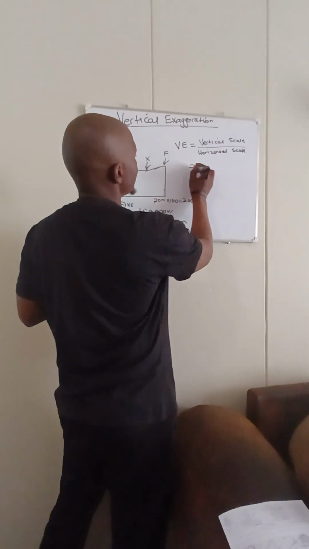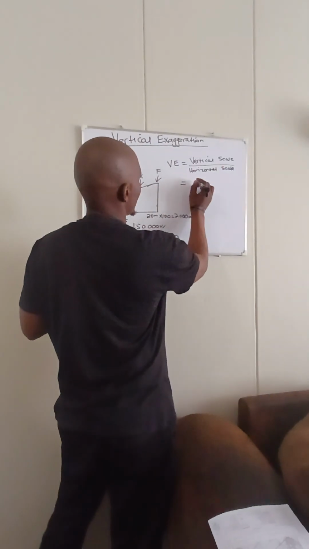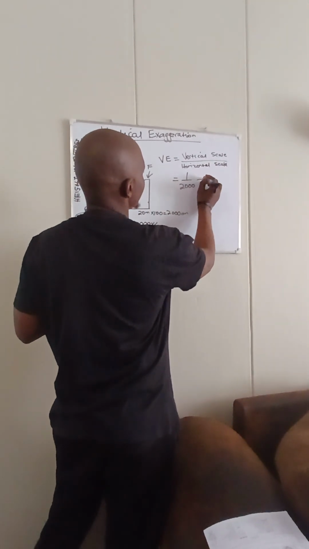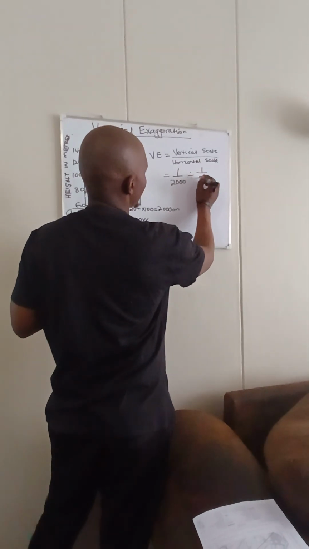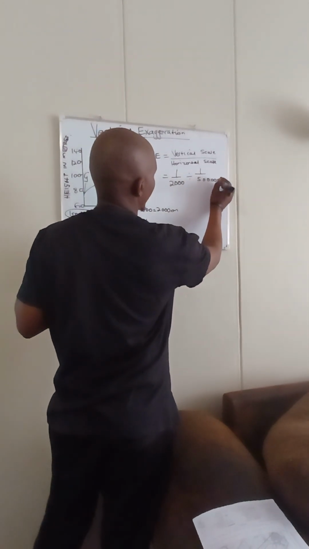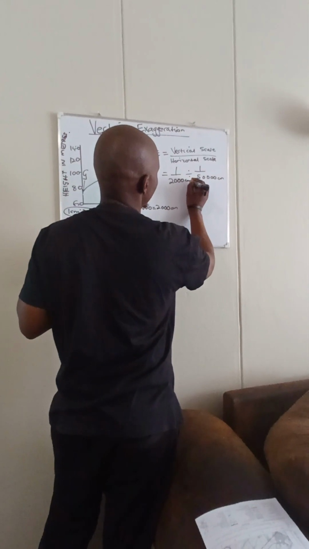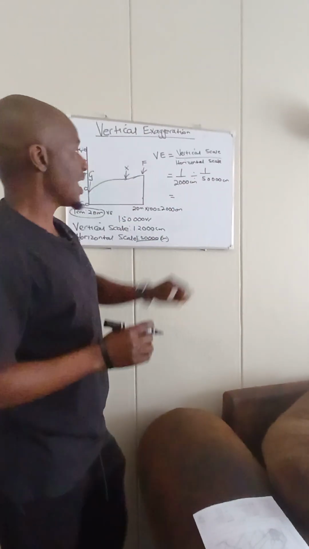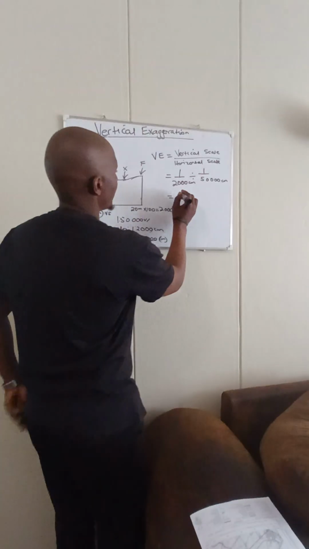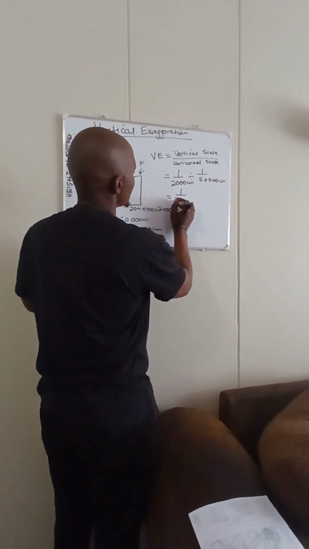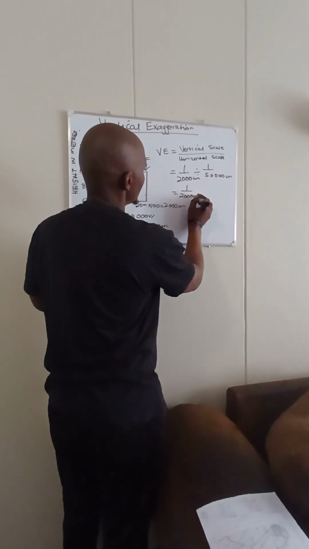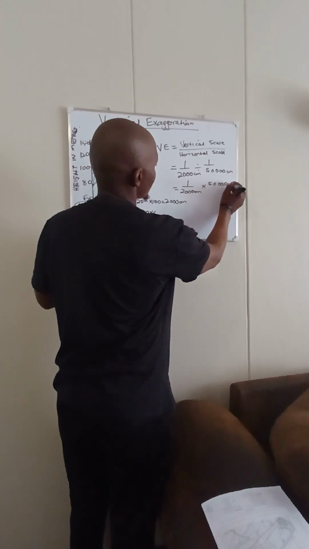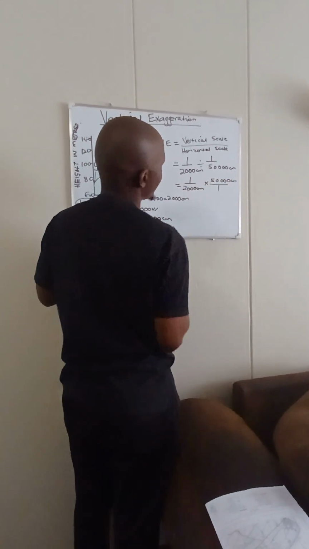So how am I going to calculate it? What is my vertical scale? 1 over 2,000, divided by 1 over 50,000. I can put the unit of measurement, of course. It's very important because we are using the same unit of measurement. I'm using centimeters, so I'm going to have 1 over 2,000 centimeters. I'll invert it, then it will be 50,000 centimeters over 1.